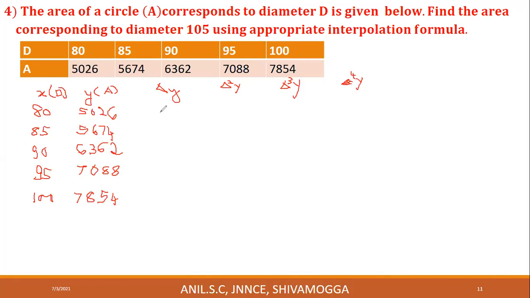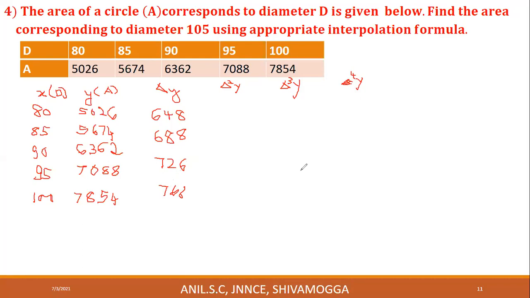First, write down first order differences. First order differences are 648, 688, 726, 766. Correct? Yes, sir.